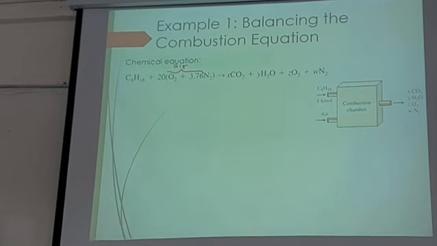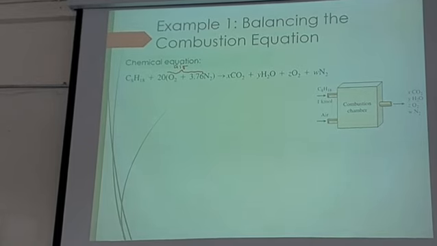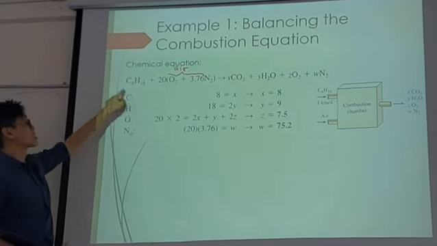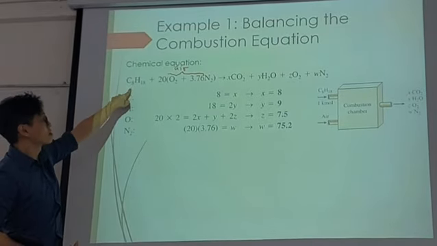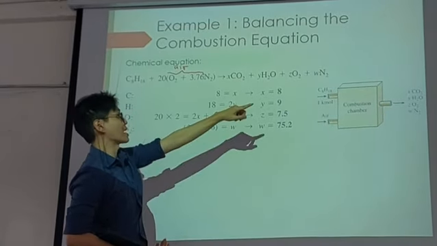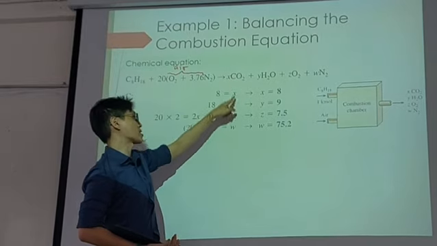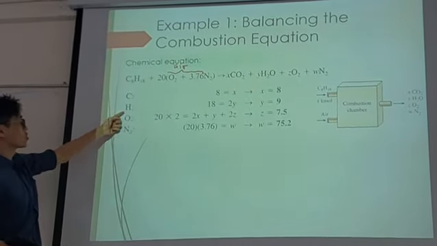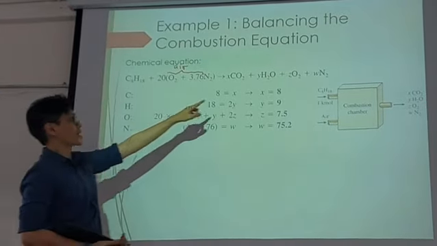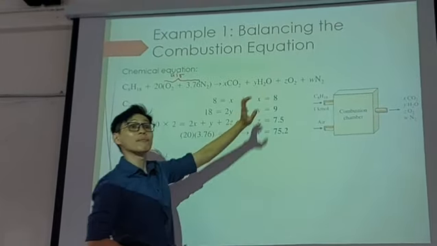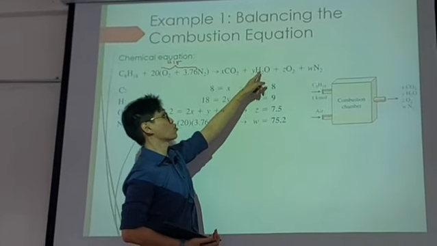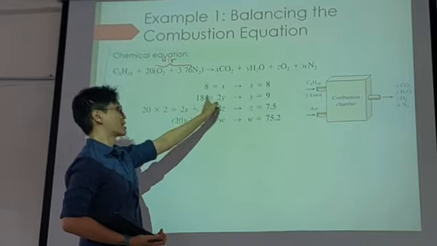You just need to compare left and right, because the number of atoms must be the same. So you pick the element one by one. You pick C first. On the left, we have 8, then no more. On the right, there's only one C, so X. So you know X is here. Then do the same for everything. So H, on the left, we have 18. On the right, you need to be a bit careful, because this 18 you can put directly, but here it is actually Y, so 2Y. So 2Y equals 18, then Y is 9.